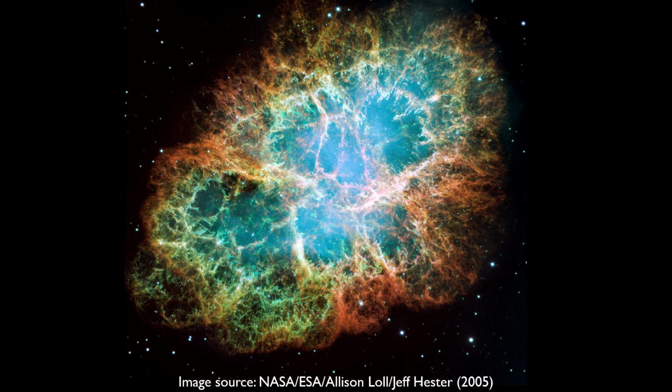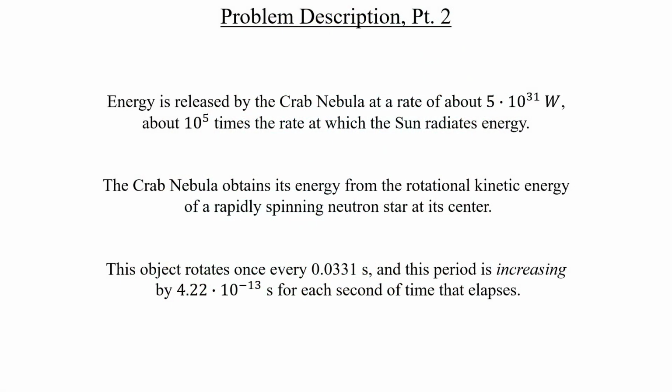The problem description tells us that energy is released by this nebula at this exceptionally large rate, a rate which is roughly 100,000 times that of the sun. That's a lot of energy. Where is it all coming from? Well, it appears to be stemming from a rapidly spinning leftover stellar core known as a neutron star.